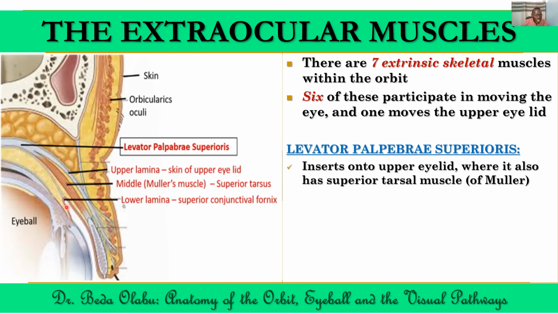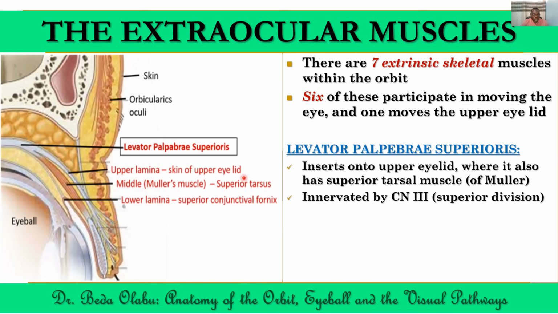The fornix is a junction between the conjunctiva that lines the eyelid, the palpebral conjunctiva, and the conjunctiva that lines the eyeball, the bulbar conjunctiva. So this junction there is called the fornix of the conjunctiva, and some slips attach there.